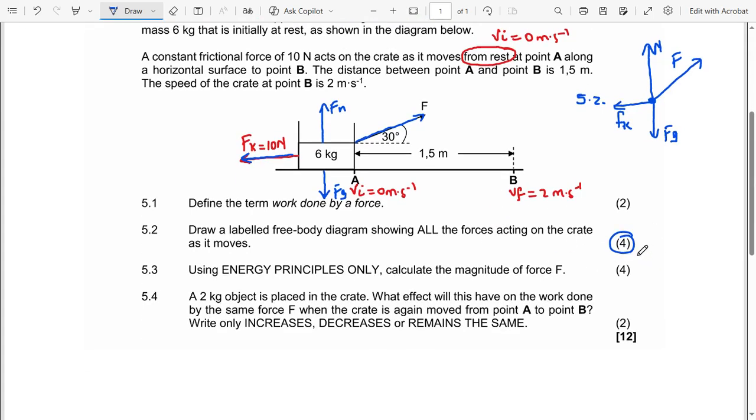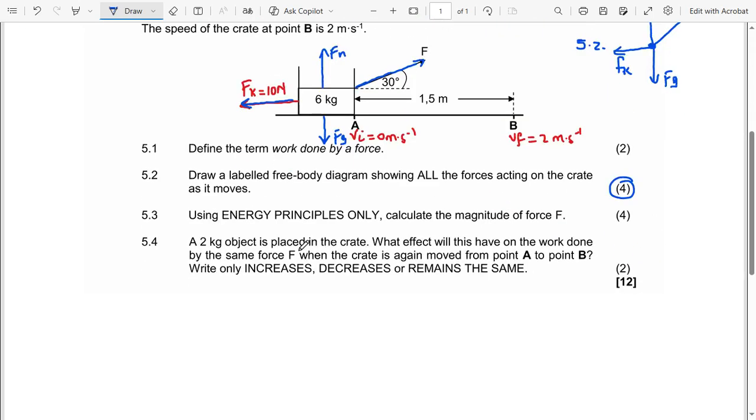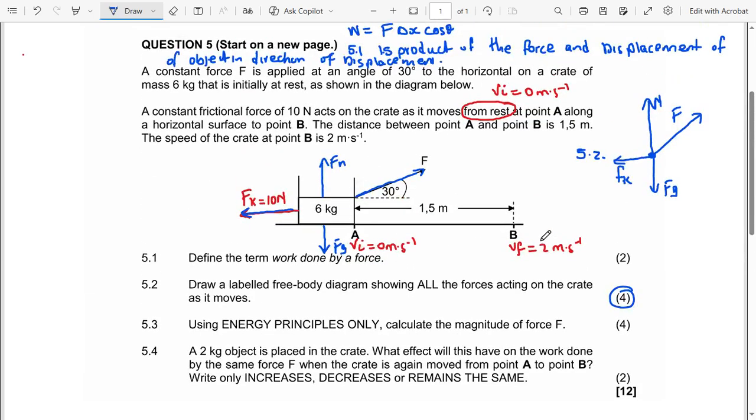Collect that format. 5.3. Use energy principles. Use the energy principle to calculate the magnitude of force F. Guys, I don't want to go into too much detail. I just want to make sure that by the time I finish answering this question, you understand everything here. So I'm going to give you the best way to approach this question.